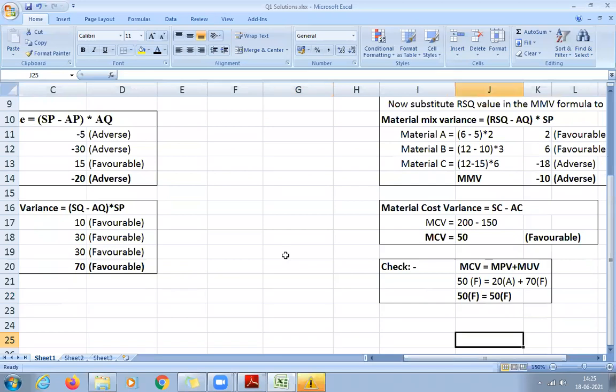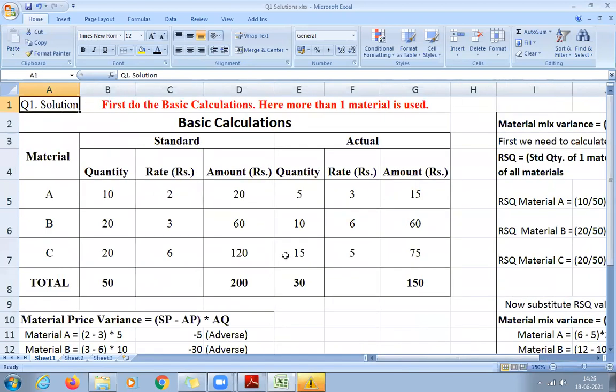Okay. Understood, students? This is how you have to calculate material variances. So we have done material cost variance, material price variance, material usage variance, and then we have calculated material mix variance. These are very simple. Only thing, you should know the formulas and do the basic calculation, and then you can substitute in the formula. You will get the answer. So now we'll go to the next question.